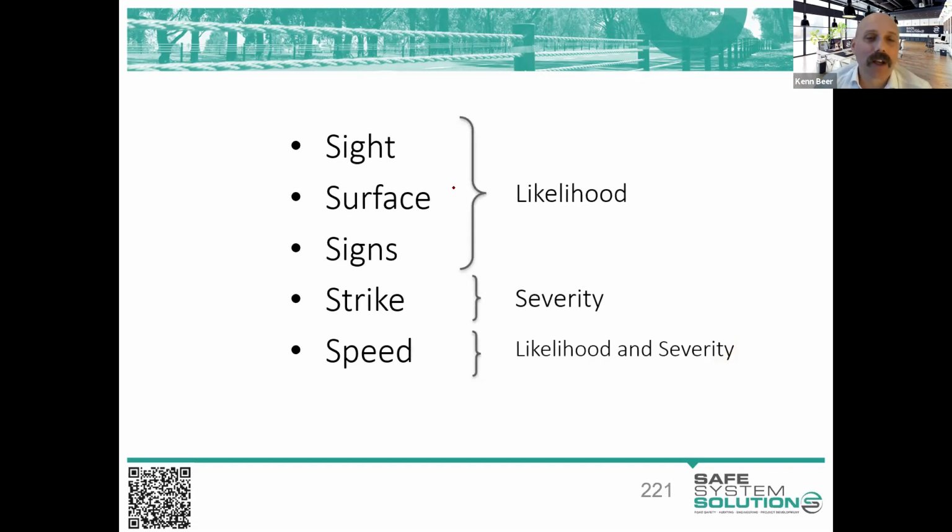Being able to see a motorcyclist, the surface motorcyclists ride on, and the warning signs and information we provide, all are likelihood influences. The strike is really what happens during the crash. What is the motorcyclist going to hit, or what's going to hit the motorcyclist? That's the severity. And the speed being that magical thing in road safety, influences the likelihood and the severity of crashes. More time for the rider to react, and then when crashes happen, lower severity.